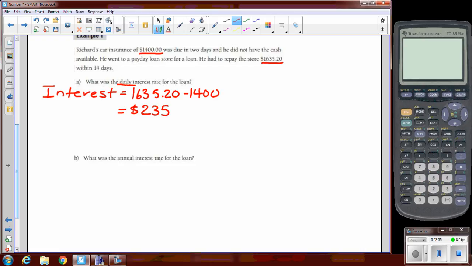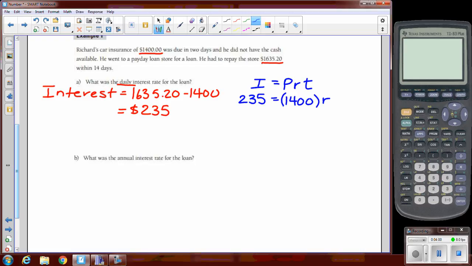Now we're going to look at the simple interest formula. The simple interest formula that we learned a long time ago is interest equals the principal times the rate times the time. What we do know in this example is that he was charged $235 worth of interest. The principal, that's the word for how much money he borrowed, was $1,400. We don't know what the rate is.